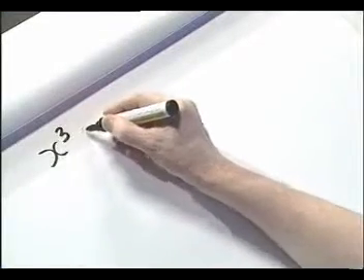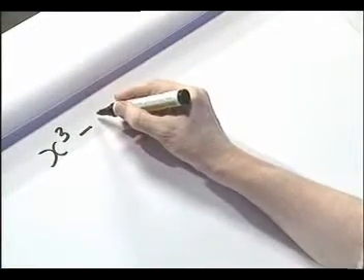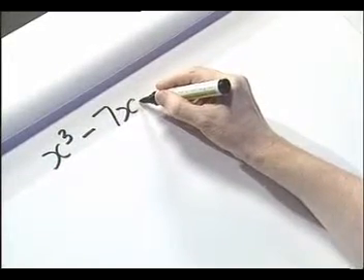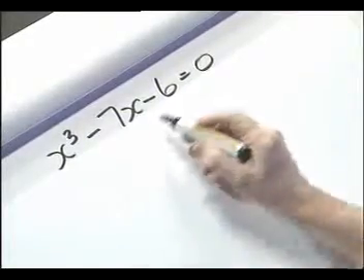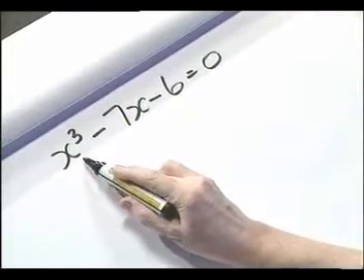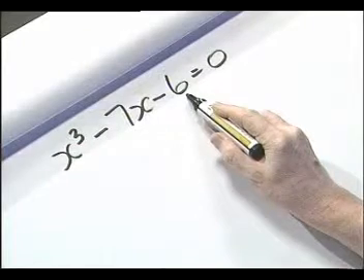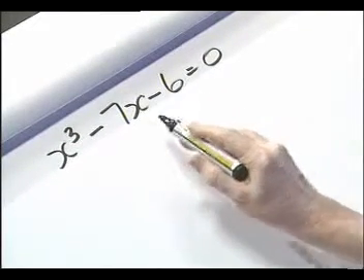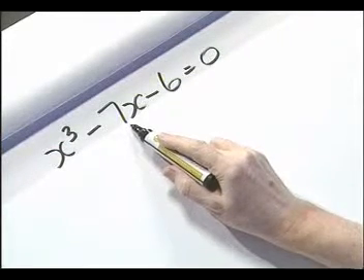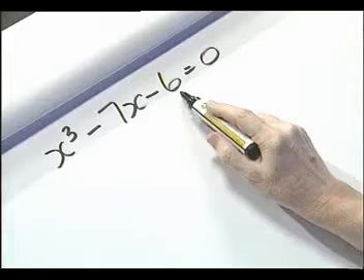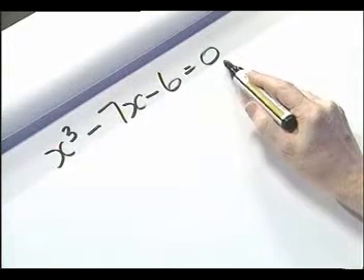If you don't know a root, it's always worth trying a few simple values. Let's solve x cubed minus 7x minus 6 equals 0. The simplest value to try is 1. 1 minus 7 minus 6 is minus 12, so that doesn't work. Let's try minus 1. Minus 1 cubed is minus 1 plus 7 minus 6 is 0. So minus 1 is a root, which means that x plus 1 is a factor.